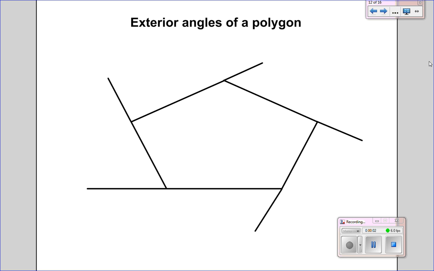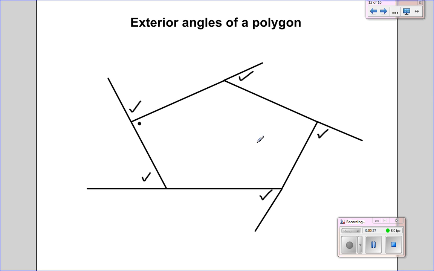In this video, we're going to be looking at the exterior angles of a polygon. If you recall, an exterior angle is an angle that's on the outside of the polygon. So for example, if this is my interior angle, this right here would be my exterior angle, another exterior, a third exterior, a fourth exterior, and a fifth exterior. So if there's 5 interior angles, there's also 5 exterior angles.